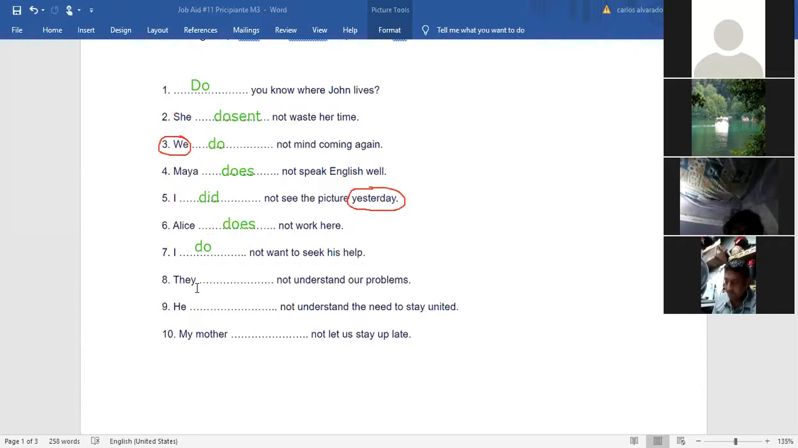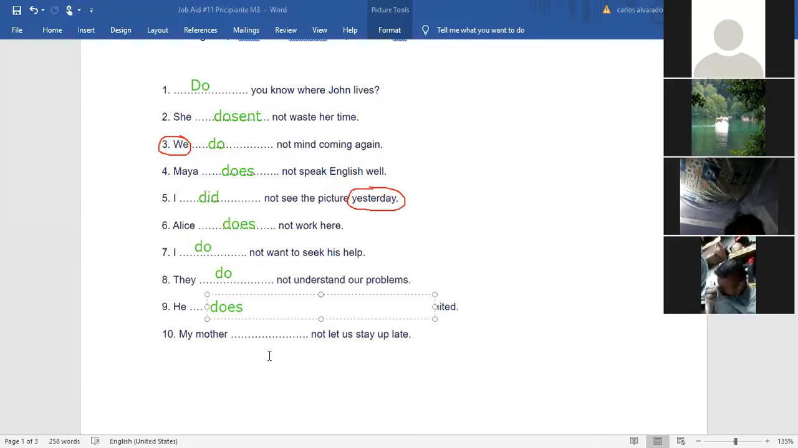Number eight. They blank not understand our problems. They do not or don't. They don't or do not. Lo mismo, ¿verdad? Yes. Very good. Number nine. He blank not understand the need to stay united. He does. Right? He does not.